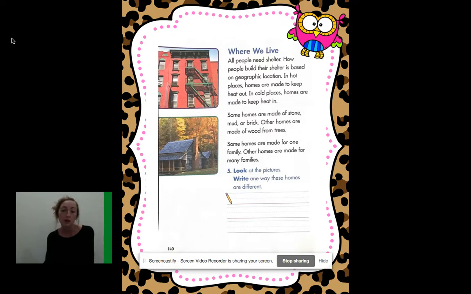I want you to look at number 5 now. Look at the 2 pictures that they give you on this page, and I want you to use the lines below and use your very best handwriting and write complete sentences. It says, write one way these homes are different. So it only needs one sentence about how they are different.